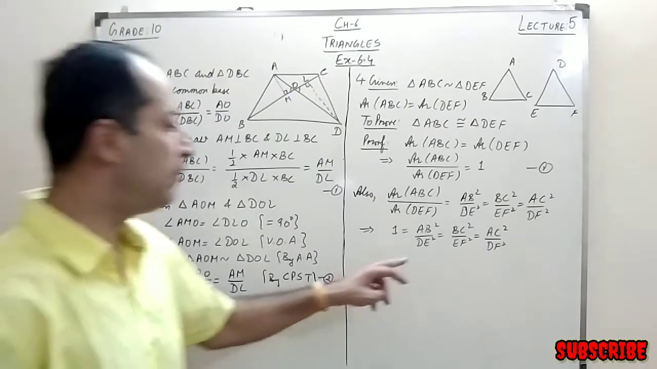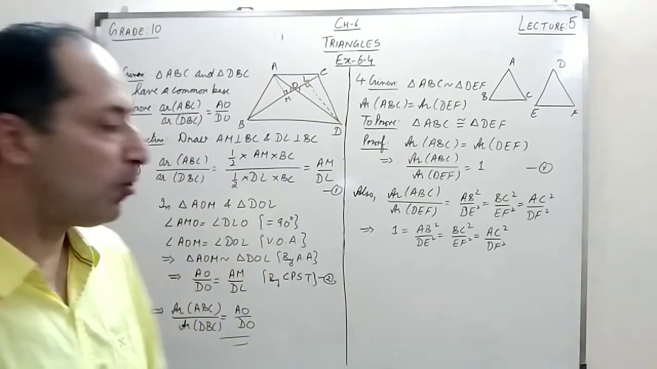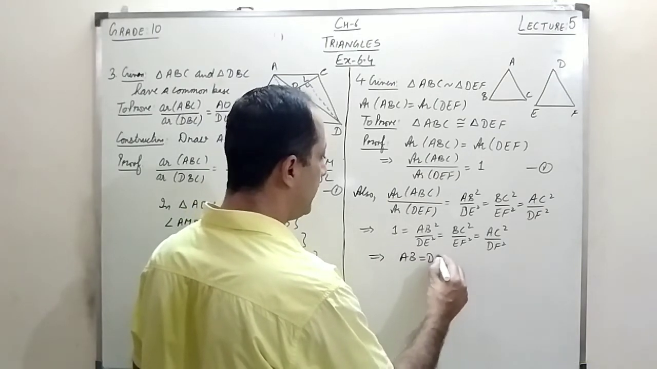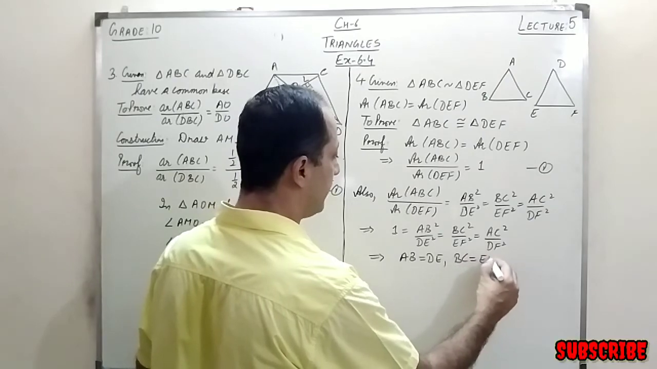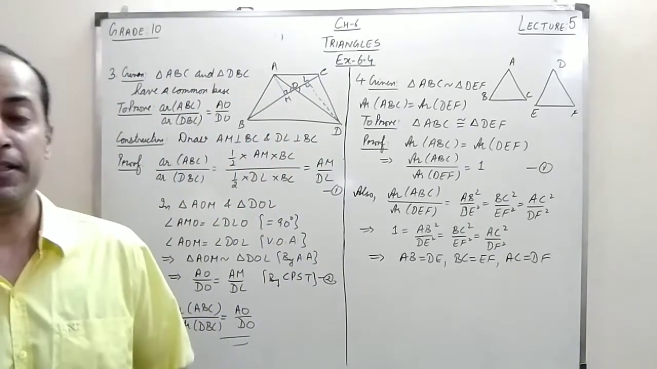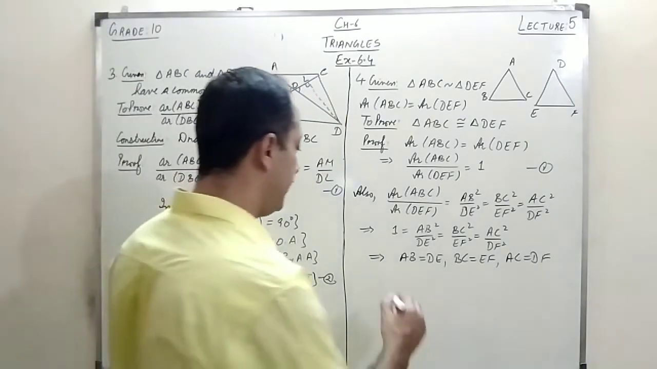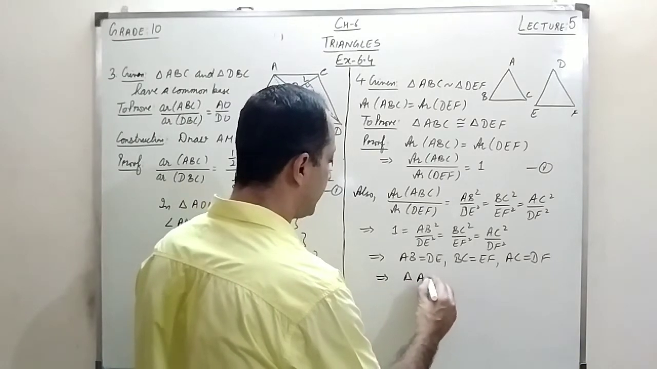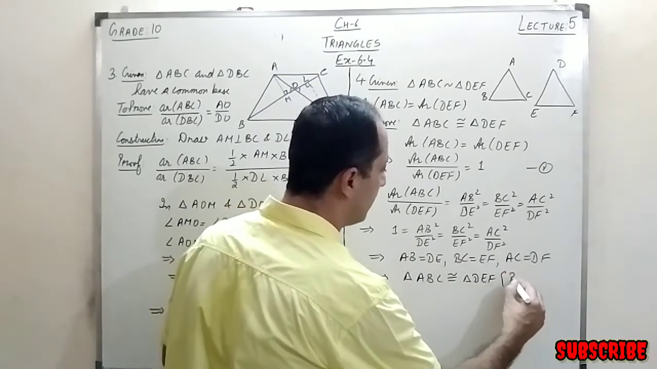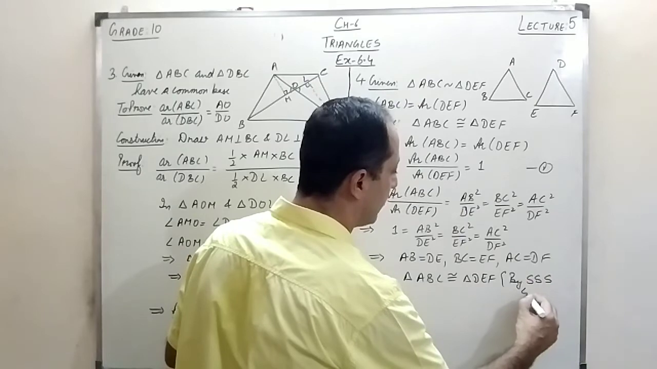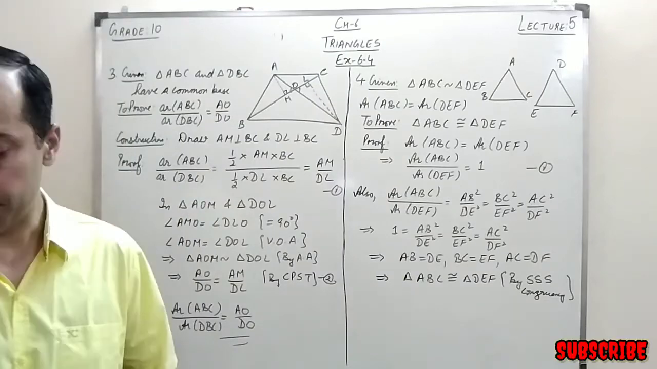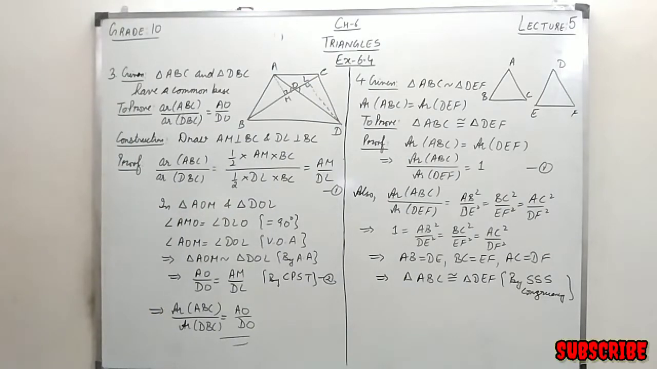Now, if I individually put all of these ratios equal to 1, I can simply write that AB is equal to DE, BC is equal to EF, and AC is equal to DF. Now, since all the three sides of a triangle are equal, so we can say that triangle ABC is congruent to triangle DEF, and the property is by SSS congruency. Right? Now let's see the next question of this exercise.